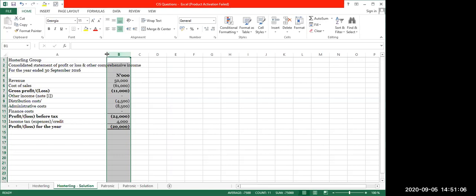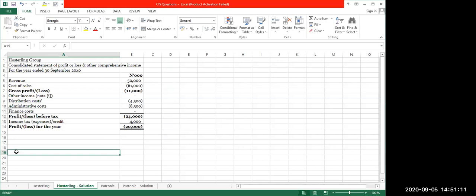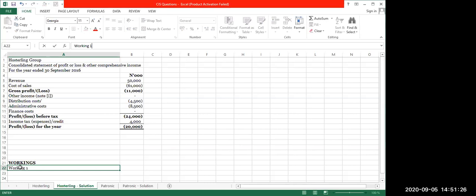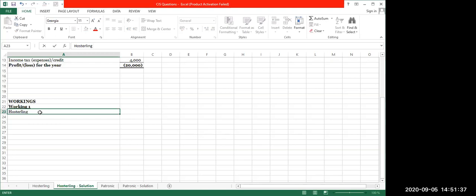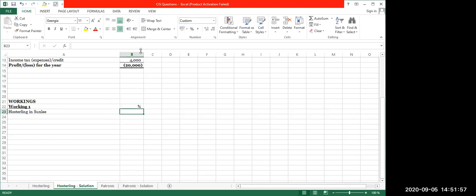So first things first, our working one. Working one is what we will use to showcase our group structure. If you remember, the group structure is used to learn about the group structure and at the same time, identify whether or not there is control. Hosterling and Sunly. You can put the percentage here. The question states it clearly. The company acquired 80%, so that means the remaining 20% is NCI. Both the 80 and the 20 add up to 100.